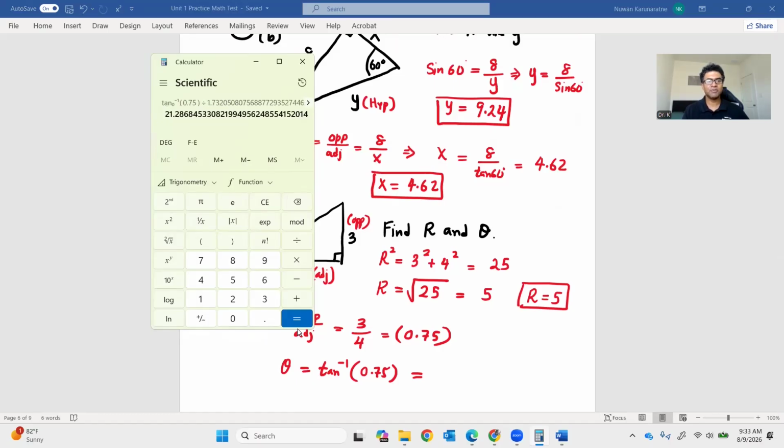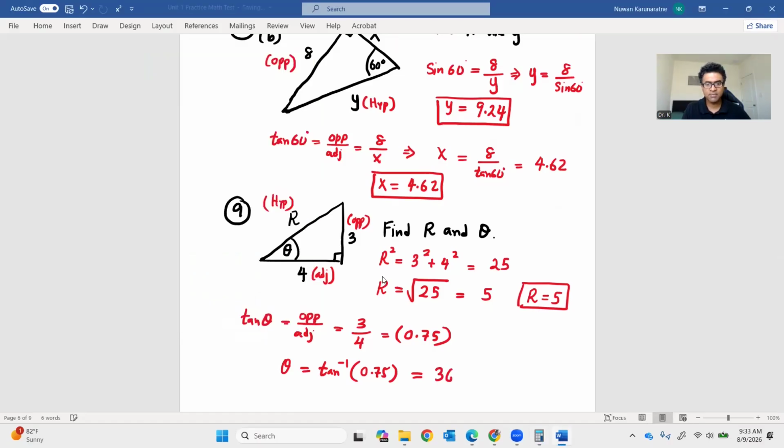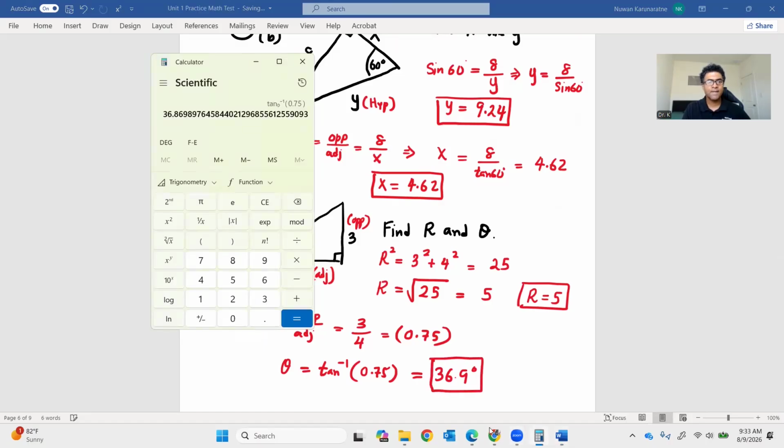So let me see whether I can go back. Anyways, I'll do that again. 0.75. Go here. Second function, inverse, and then you get the answer. 36.9 degrees is the answer. 36.9 degrees because look, inverse tangent of 0.75 is the same function. Okay, so that's how you do that.